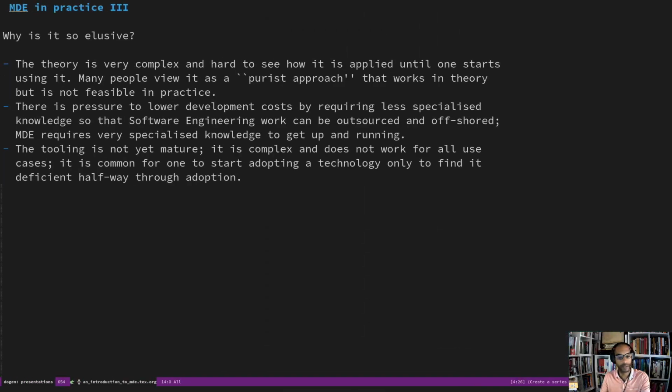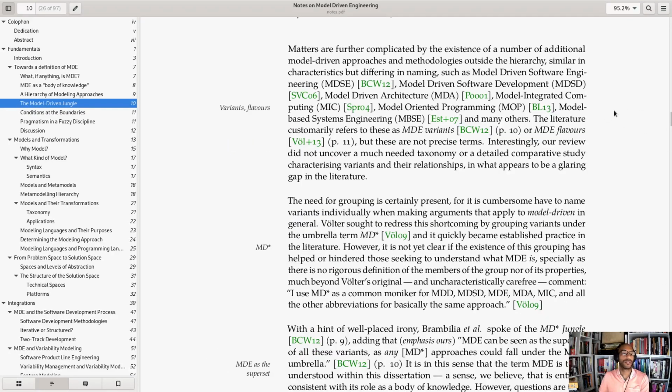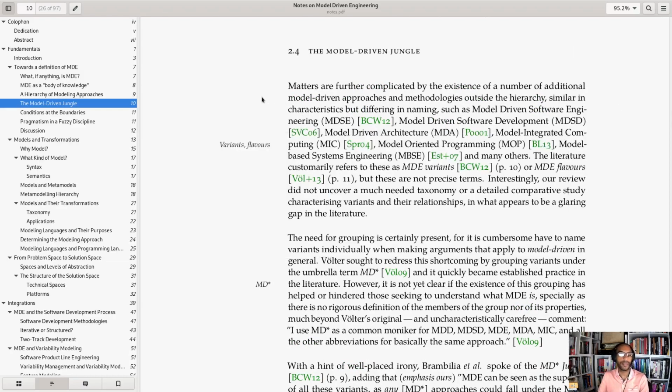So we are getting quite close to our time. And to make matters worse, it's not just this problem between MD, MB, and so on. The truth is, it's a zoo, really, a jungle, as Mambili called it, of different approaches that are related to MDE. All of these things you see here are approaches that were created over time, and they're all now part of this umbrella of model-driven engineering.